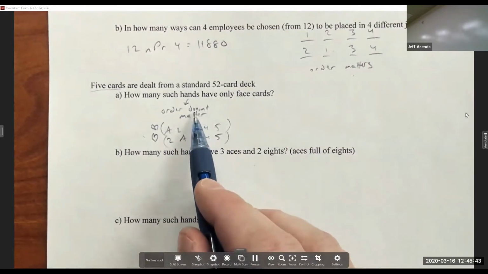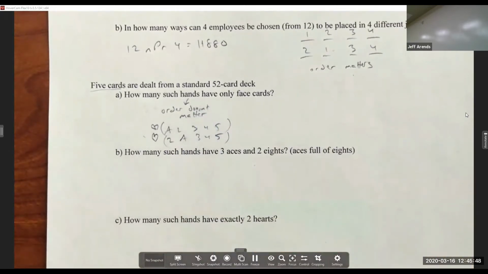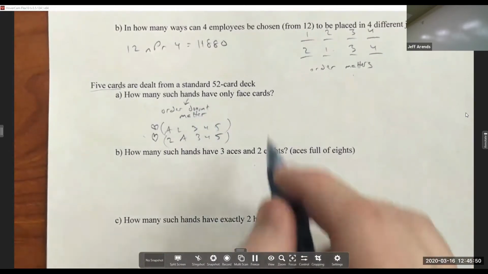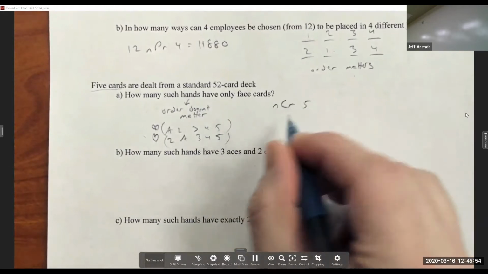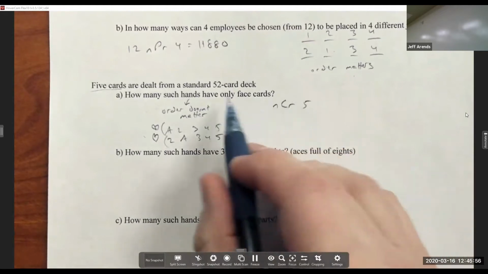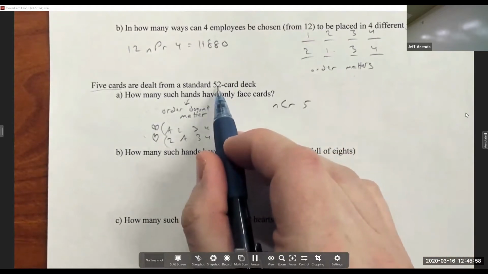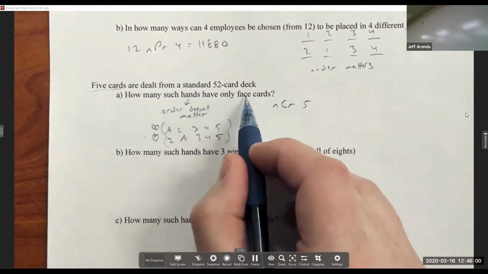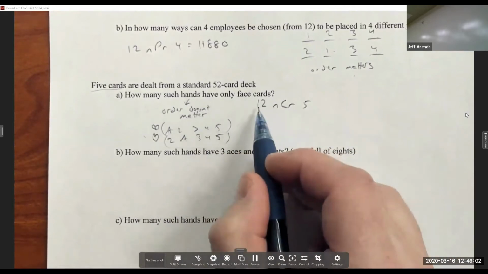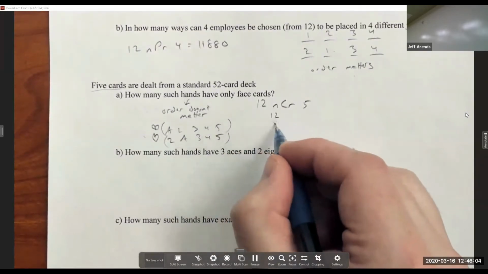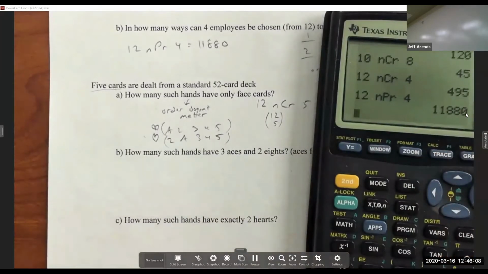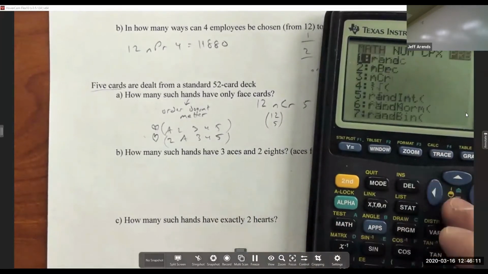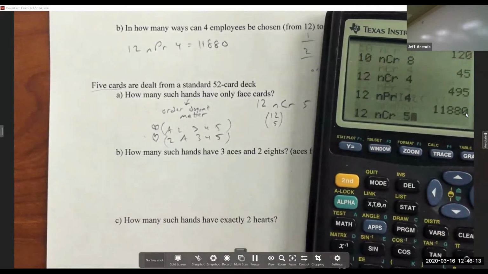So when we're talking about being dealt a hand of cards, order doesn't matter. But we need to decide what is our N and what is our R. What's the size of the larger thing and the size of the smaller thing? We're only being dealt 5 cards, so this is going to be something, n choose 5. We're not being dealt from all 52 cards, though, because we're only being dealt face cards, and there's 12 face cards in the deck. So this is actually 12 choose 5, which gives us 792.